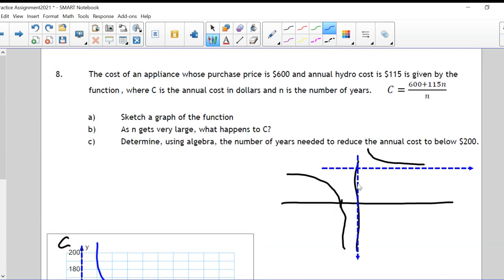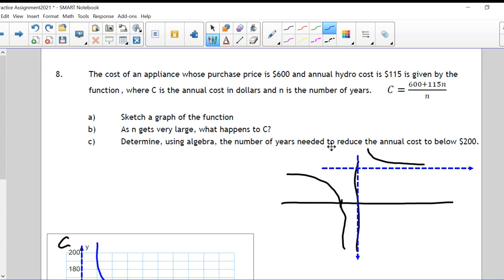Everybody else is back. So as n gets very large, what happens to C? And the answer to that question is that C, the cost, is approaching $115, right? What's happening is that the $600 that you paid for the fridge is practically disappearing. The only cost that you really have after a while is just the cost per year.